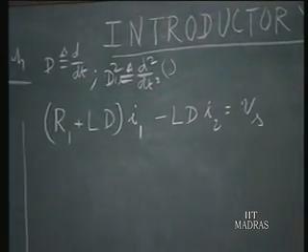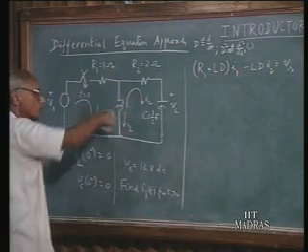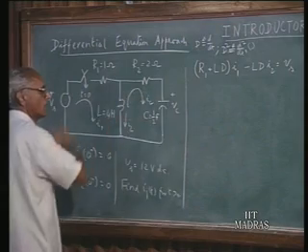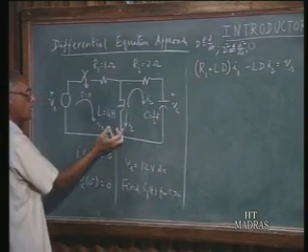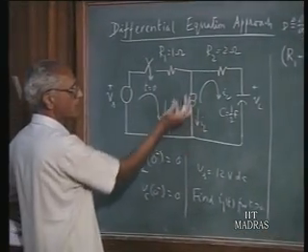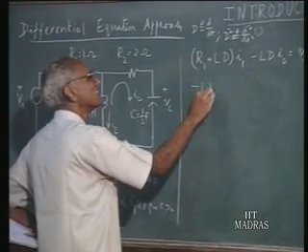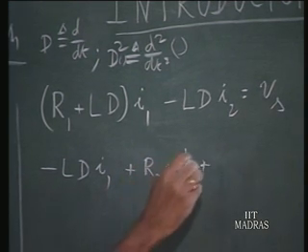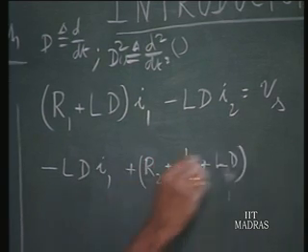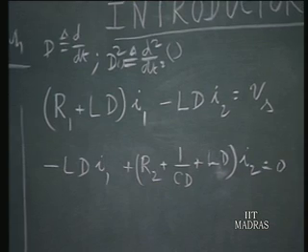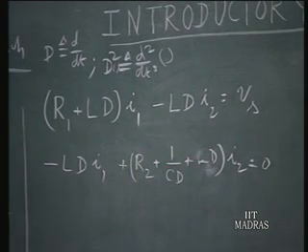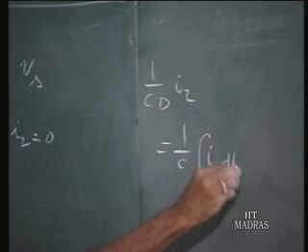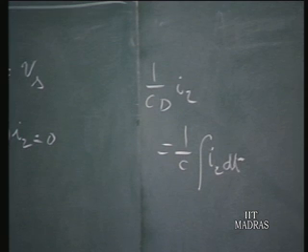Okay. Now for the second loop, suppose you take the voltage drops in the direction of the loop current I2, you have R2 times I2, 1 over CD, that is the integral of the current I2 divided by C, that is the voltage Vc, plus L times d by dt of I2 minus I1, which is the voltage drop across the inductance in this direction. So if you write the respective terms, you get R2 plus 1 over CD plus LD operating on I2, minus LD operating on I1, equal to 0, because this 1 over CD indicates the integral of I2 dt. 1 over CD I2 means 1 over C integral I2 dt. That is the voltage across the capacitor.